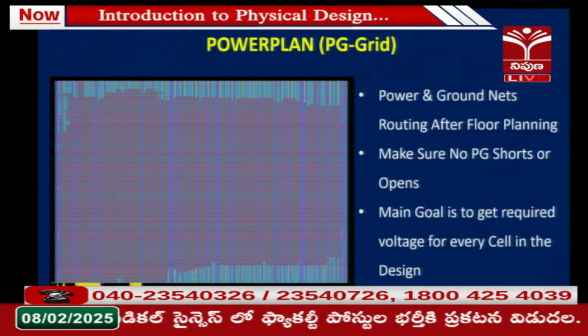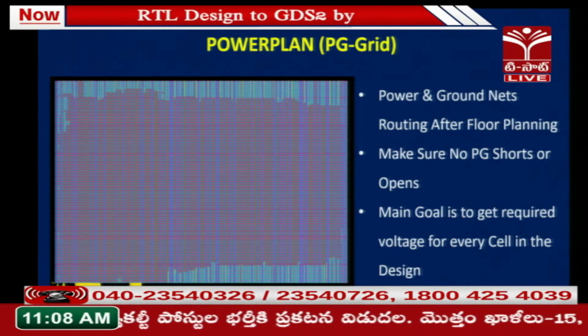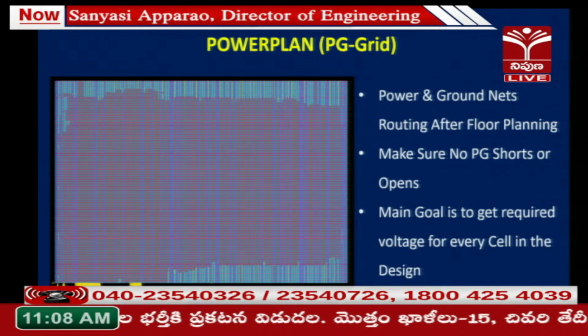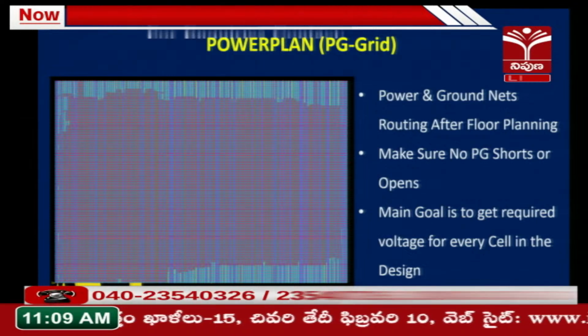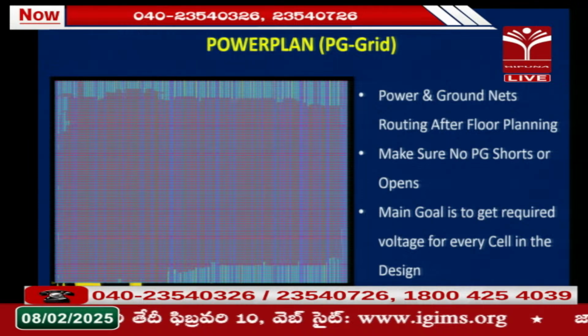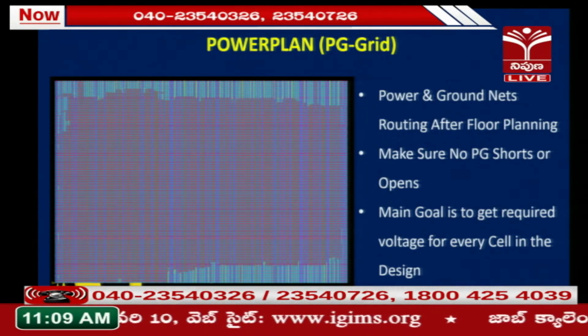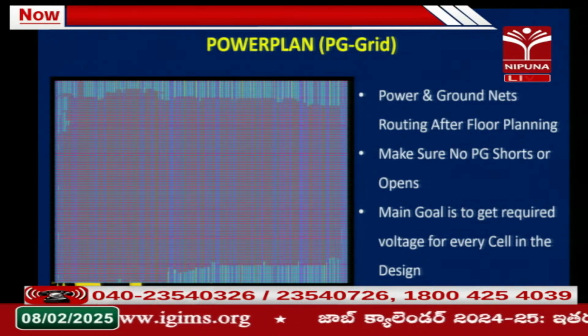After the power plan, make sure we do not see any opens or shorts in the power and ground nets. That is a major check. Every cell must get power. If any cell is not getting power, that is an issue, which is called an open. Similarly, we should not get any shorts. Such checks we need to do after completion of power planning.